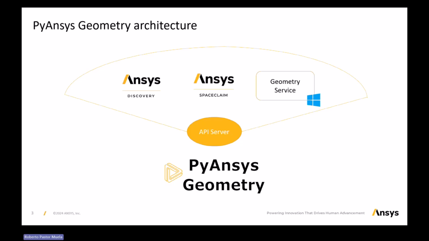So this would be basically the overview, right? We've got the PyAnsys Geometry Python library there, and then an intermediate layer that we call the API server that allows the connection to the different products. So as a user, you would only be coding with the PyAnsys Geometry library, and then you could run your script against Discovery, SpaceClaim, or the geometry service.